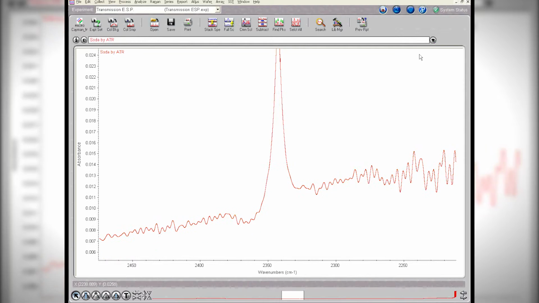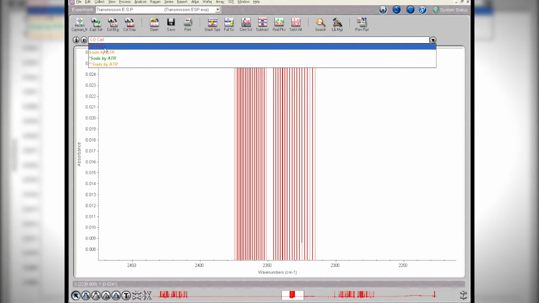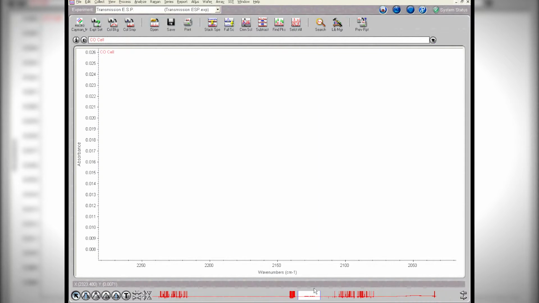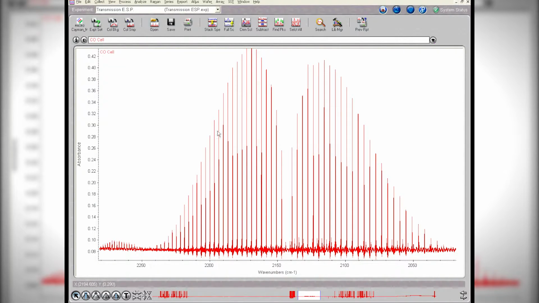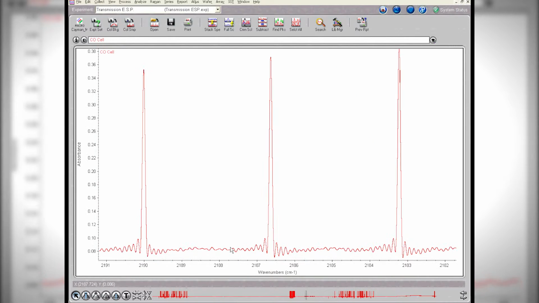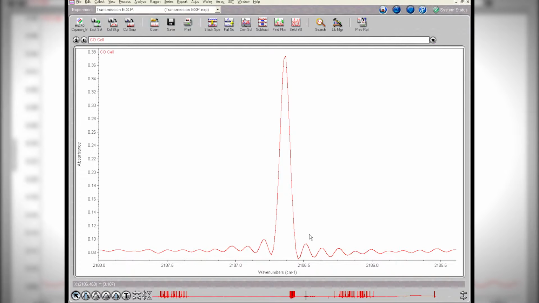Now let's hide all three of those and look at a different one. This will be a much higher resolution spectrum. This is carbon monoxide. So here we're looking at the high resolution spectrum of a gas phase sample. You can see how sharp these peaks are. They're very sharp and very narrow. Let's home in tightly on one. And once again, this is an unapodized spectrum originally.